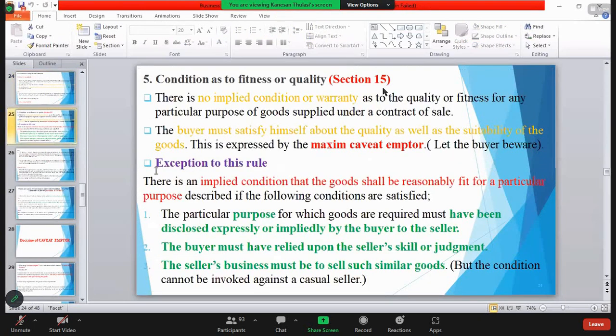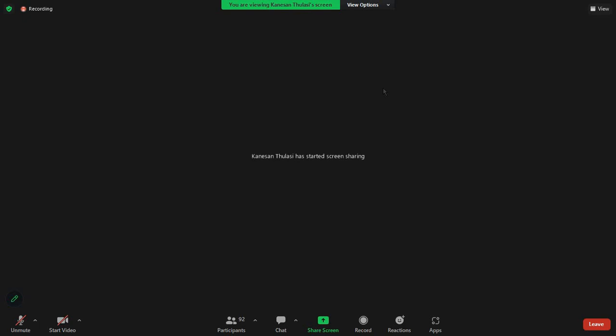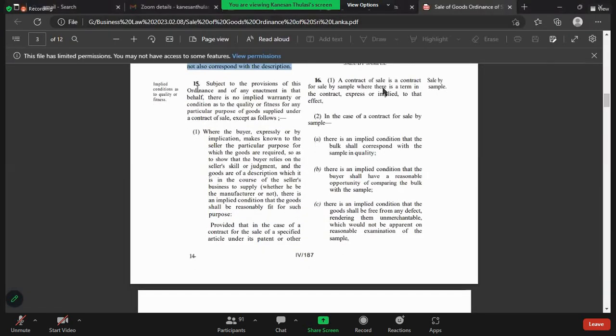Then, condition as to fitness or quality. See, this is also most important. This is also a most important implied condition. See section 15, implied condition as to quality or fitness. Okay, can someone read section 15?